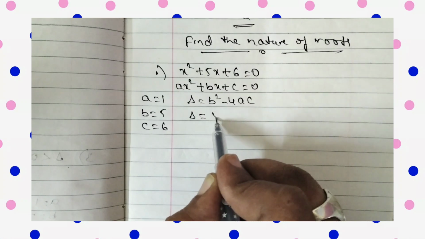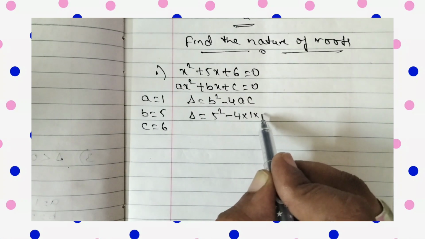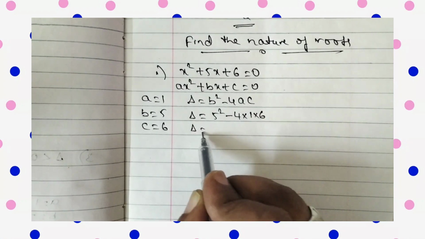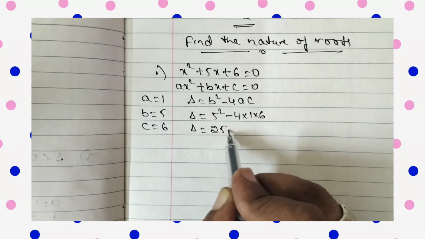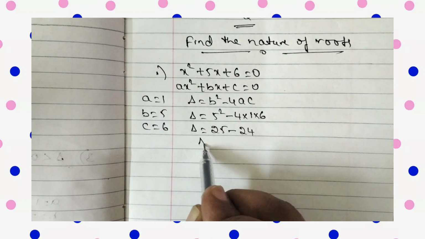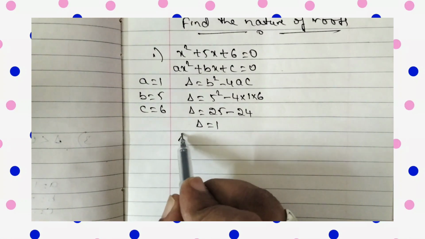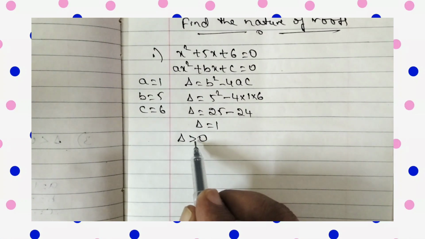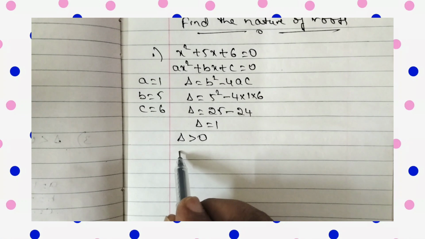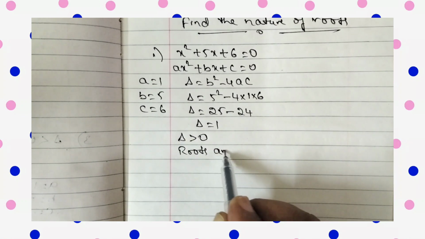So delta is equal to 5 square minus 4 into a is 1, c is 6. So delta is equal to 5 square is 25. 4 ones are 4, 4 sixes are 24. So delta is equal to 1. So delta is greater than 0. So delta is greater than 0 means what is the nature of the roots?